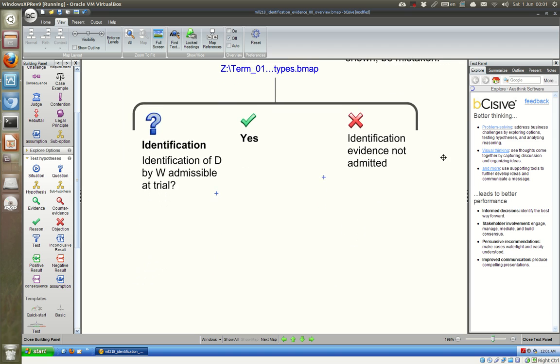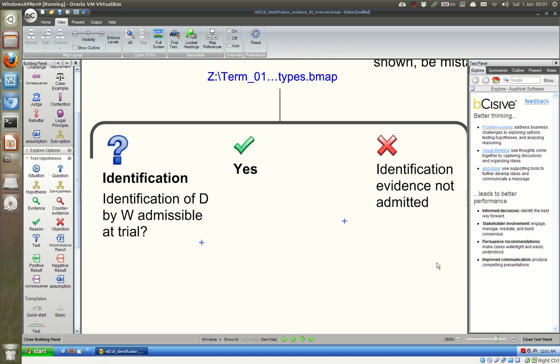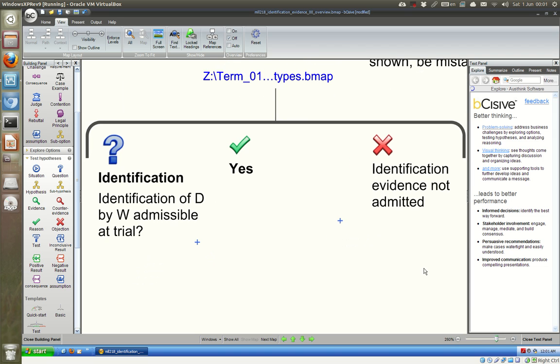So the main question when we're looking at identification evidence is whether the identification of the accused by the witness was admissible or is admissible at trial. If it is, there are other questions to ask, and if it's not admissible, then the identification evidence is not admitted. It's pretty simple.